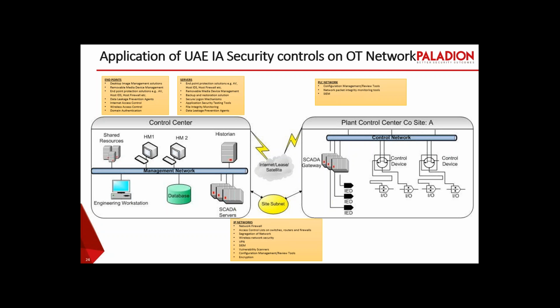On the PLC network side, there are a couple of solutions that as an entity we can look at, which is configuration review tools for the PLC systems, as well as network packet integrity monitoring tools. What happens is the SCADA system sends a lot of supervisory messages to the PLC network. Now, these two sites could be connected over a leased line, or could be connected nowadays even on the internet. So we need to really monitor what packet is coming from the SCADA and what packet is finally going and ending on a PLC device. And finally, the SIEM solution is something that we need to look at.